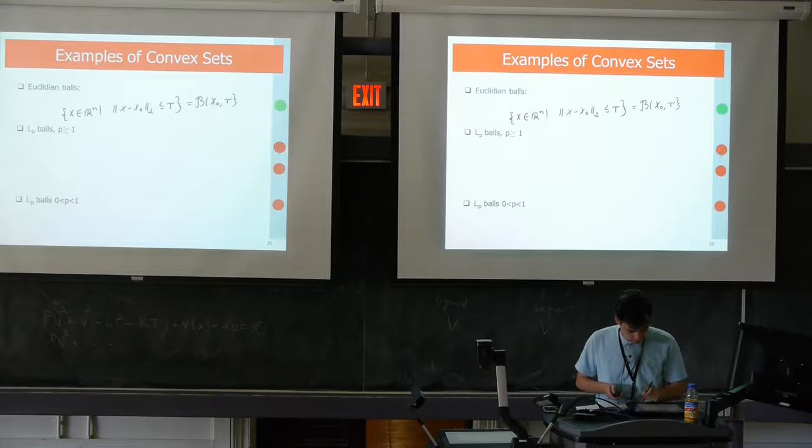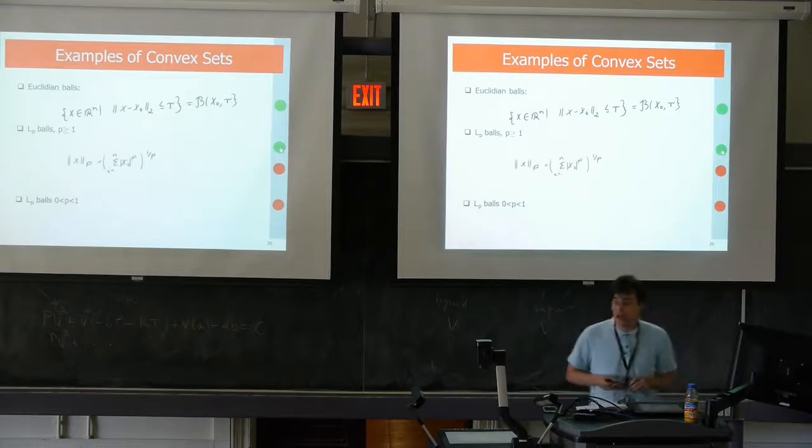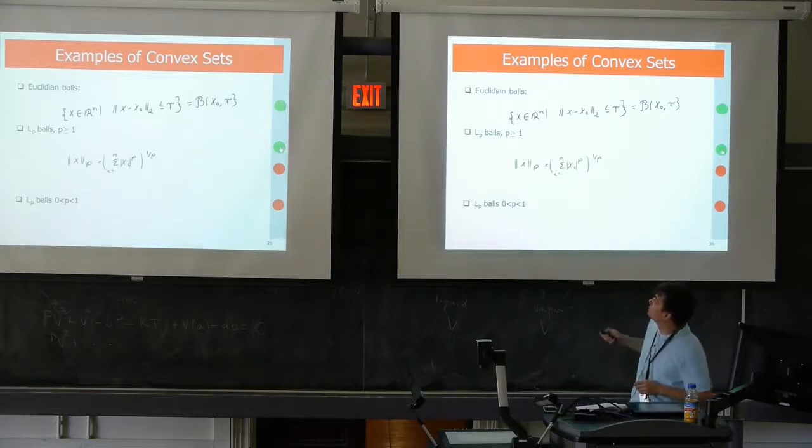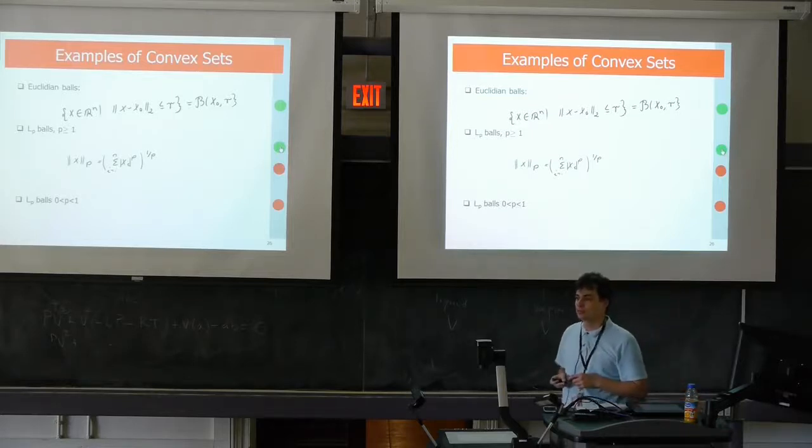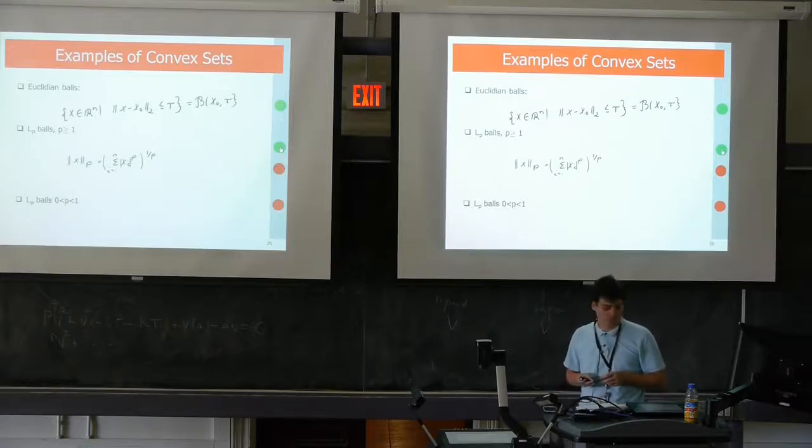So we define the LP norm of a vector with this equation. It's the sum of the absolute values of xi to the power p. You add these numbers, and then you put this to the power of 1 over p. It's the generalization of the 2 norm, right?